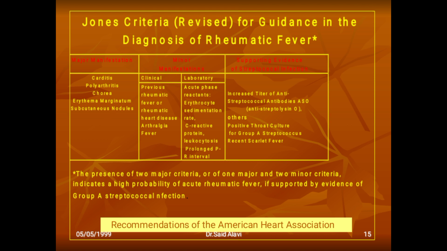Minor criteria include previous rheumatic fever or rheumatic heart disease, arthralgia, and fever. Laboratory: acute phase reactants, erythrocyte sedimentation rate, C-reactive protein, leukocytosis, and prolonged PR interval. Supporting evidence includes increased titer of anti-streptococcal antibody, positive throat culture for group A beta hemolytic streptococcus, and scarlet fever. The presence of two major criteria, or one major plus two minor criteria, indicates high probability of acute rheumatic fever.